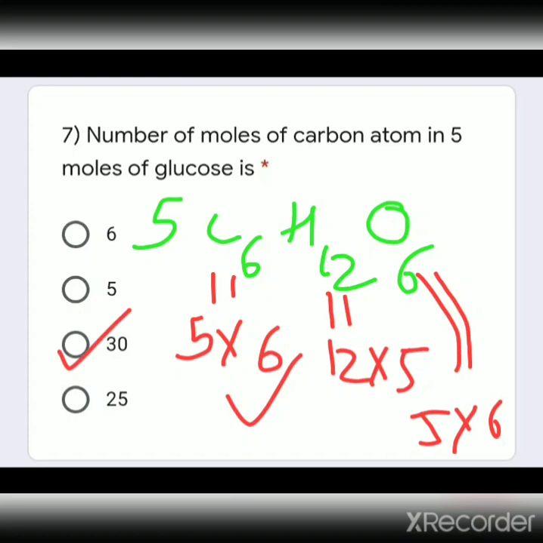So if the question is asked for the number of moles of hydrogen, then what will be the answer? For hydrogen, if the question is to find out the number of moles of hydrogen atom in the 5 moles of glucose, you can say that hydrogen has 12 in this. So 12 into 5, that will give the answer. So that is all about this question. So the answer is 30.